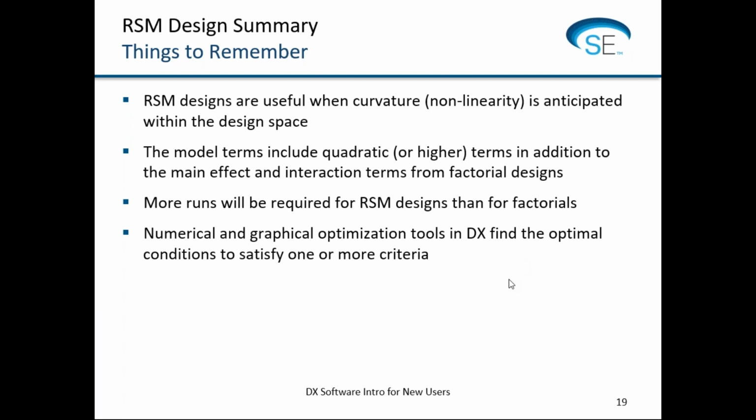Things to remember. RSM designs are useful when we have curvature or nonlinearity in our design space. The model terms include quadratic or even higher order terms in addition to the main effects and interaction terms. RSM designs will require more runs than the factorial designs, but we get more information. We can use the numerical and graphical optimization tools to find the optimal conditions to satisfy one or more criteria. Okay, so we had a peek at how to do that.